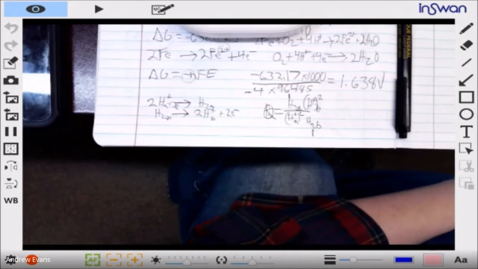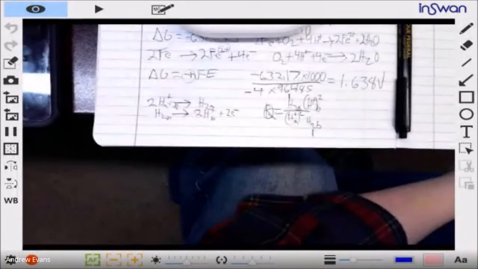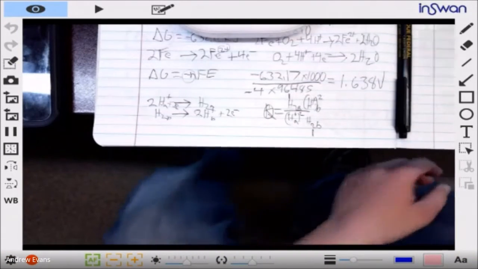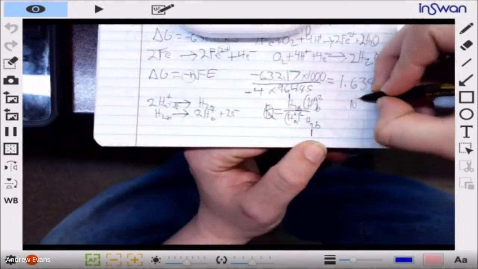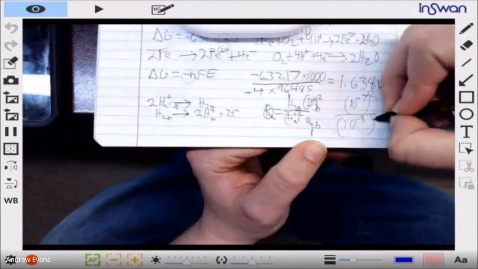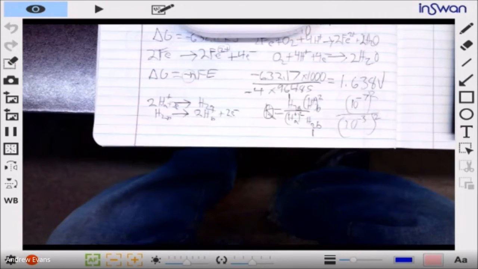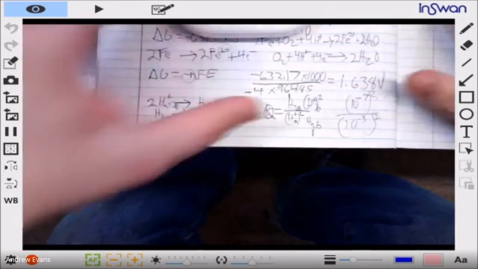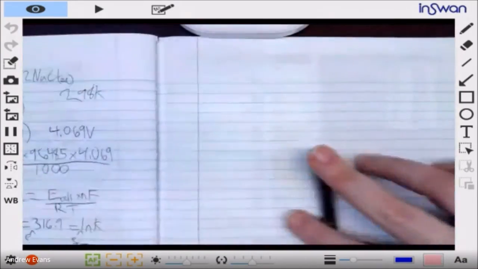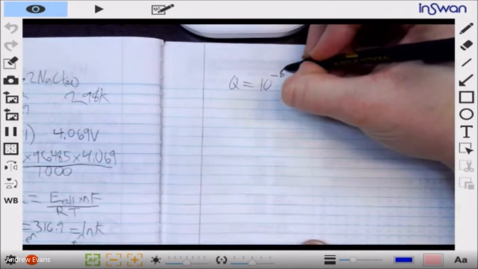The concentration in cell 1, where its reactant is 10 to the negative third. Cell 2 was 10 to the negative 7th. So the product is 10 to the negative 7th squared over 10 to the negative third squared. So that actually changes this by a bit. Q is now equal to 10 to the negative 8th.